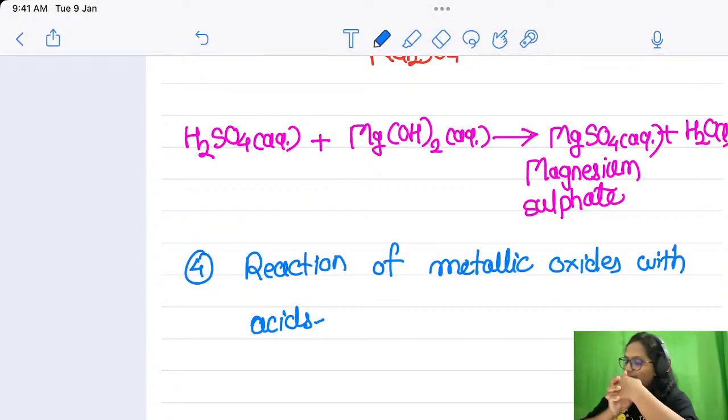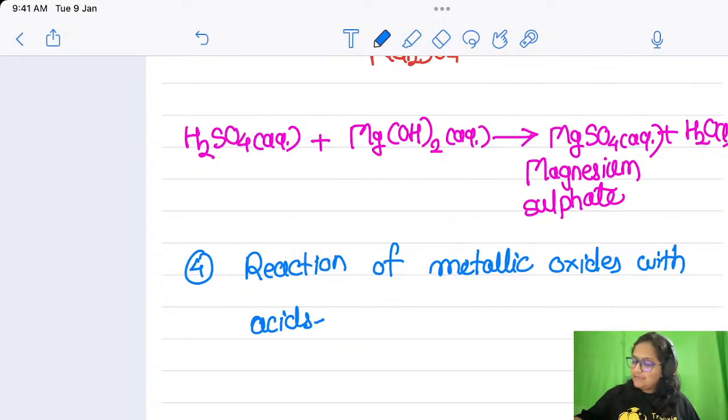Okay, so here when we take metallic oxide, metallic oxide is nothing but basic in nature. So when we are taking that metallic oxide, it will act as a base, and just like when we treat a base with acid, we get a salt and water, exactly the same reaction will take place here. When we treat the acids with the metallic oxide, we get the salt and water, right?